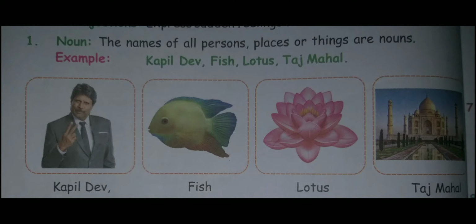Students, let us see what is called a noun. The names of all persons, places or things are called nouns. For example, you can see in this picture, Kapil Dev. Kapil Dev is a noun. Fish, lotus, Taj Mahal. Whatever names are given of a person, place or thing are considered nouns.